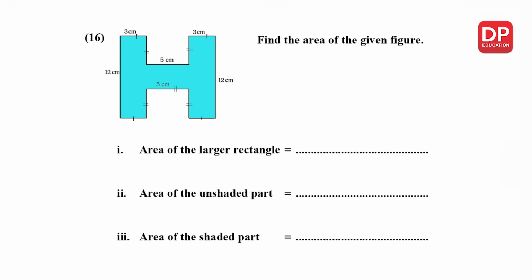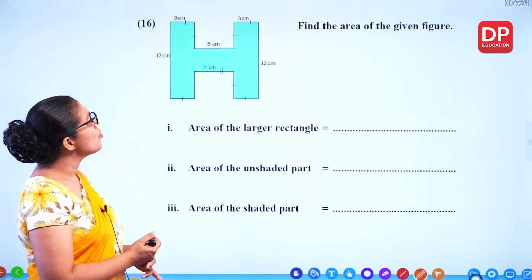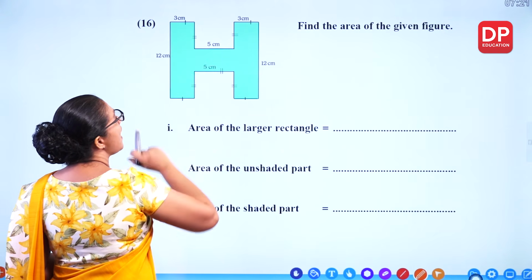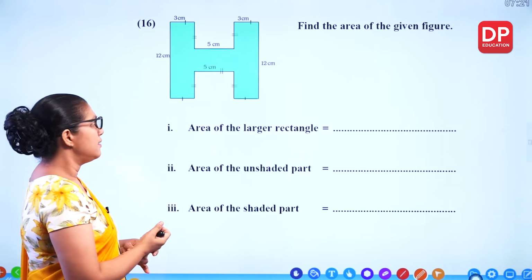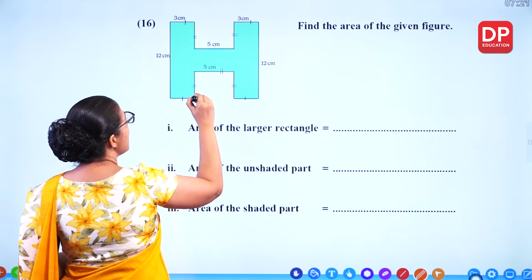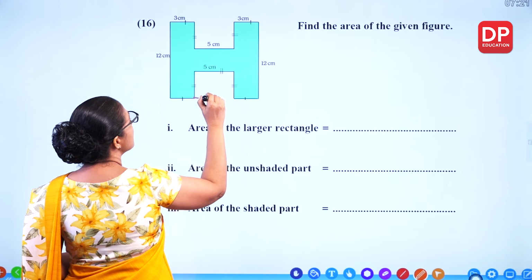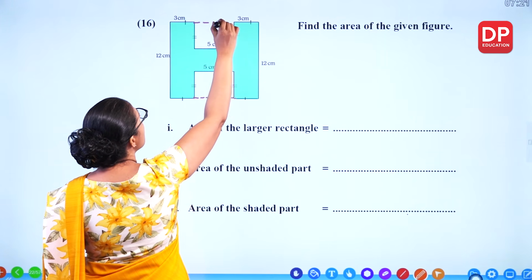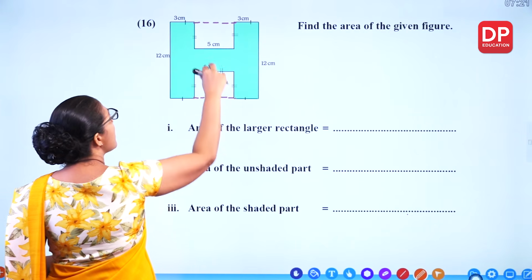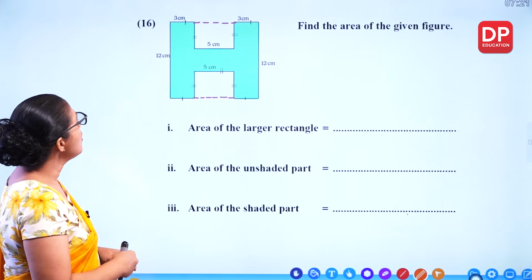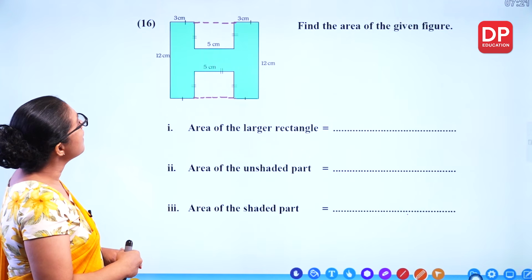Look at this one. Find the area of the given figure. How can we find out area? So one can say, okay, I'll divide this into 3 rectangles. That's possible. Or I can assume this is the full big rectangle and subtract the two areas. So I can do that. So we'll do it like that.